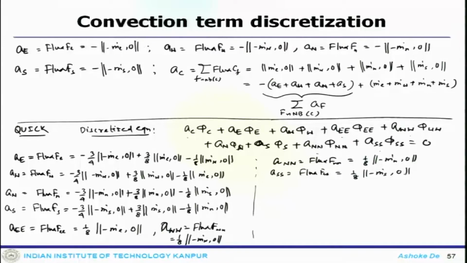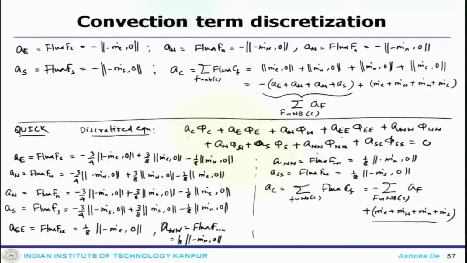So, finally, you get the term A C, which will be the summation of the fluxes of C F. So, A C is the summation over all the phases of flux C F, that is minus summation over F N B cell A F phi F, or rather one can write A F plus m dot E plus m dot W plus m dot N plus m dot S. So, this term comes from the mass conservation.